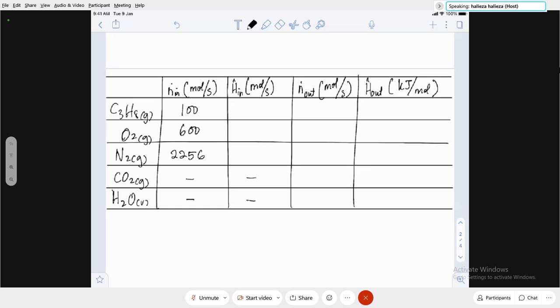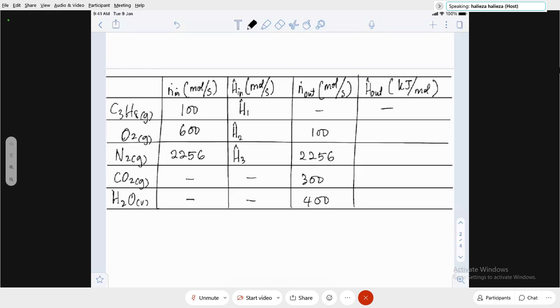Now we have the unknown specific enthalpies: H1, H2, and H3 for the outlet propane, with no propane coming out because it is completely consumed. You have oxygen coming out at 100 mol per second. The amount of nitrogen, which is the inert, should be the same at inlet and outlet, so the amount is 2,256. You also have carbon dioxide coming out at 300 and water vapor at 400 mol per hour.